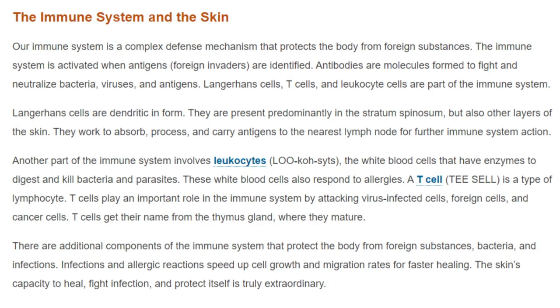The immune system and the skin. Our immune system is a complex defense mechanism that protects the body from foreign substances. The immune system is activated when antigens, foreign invaders, are identified.